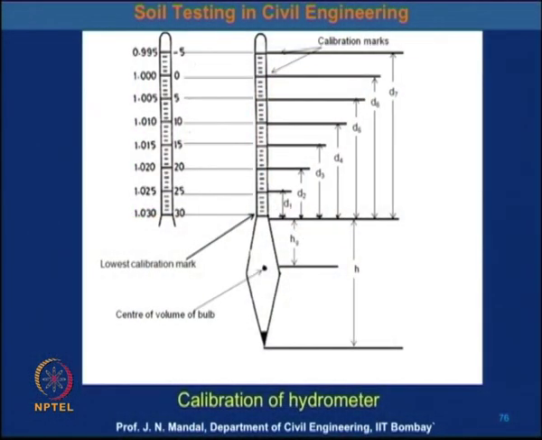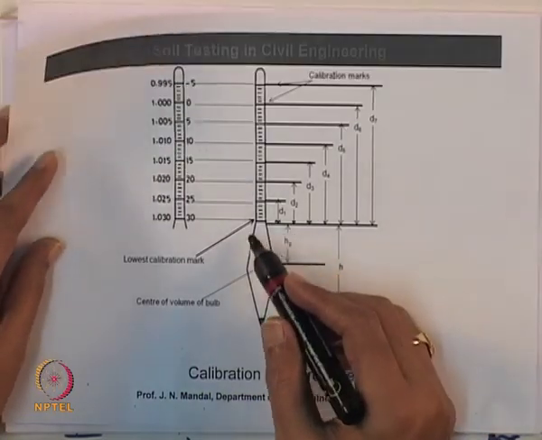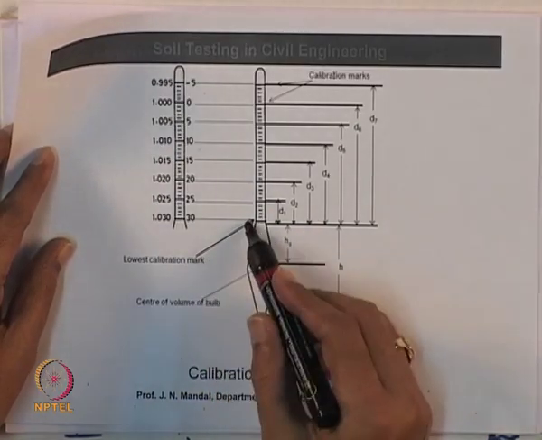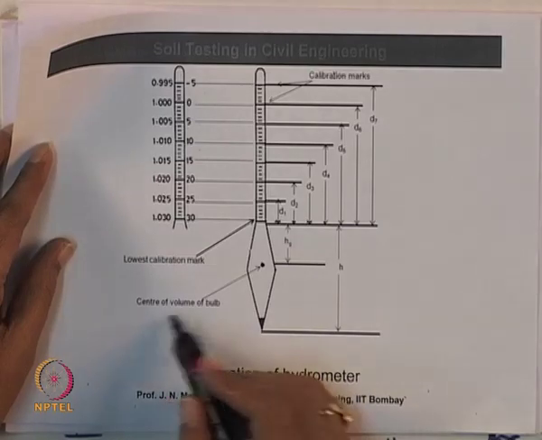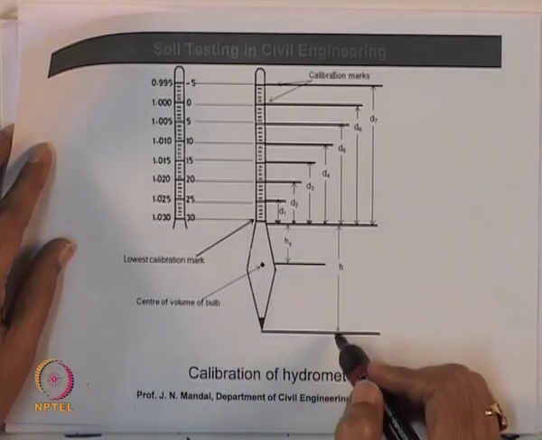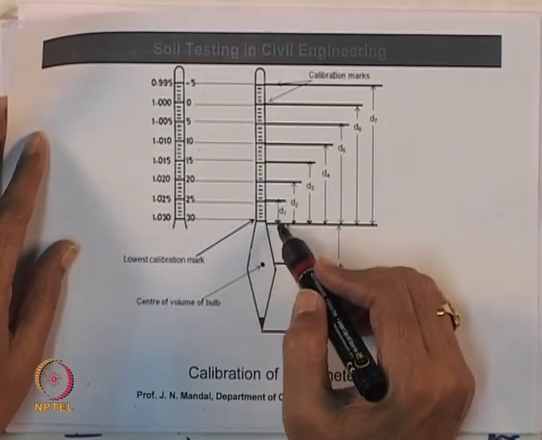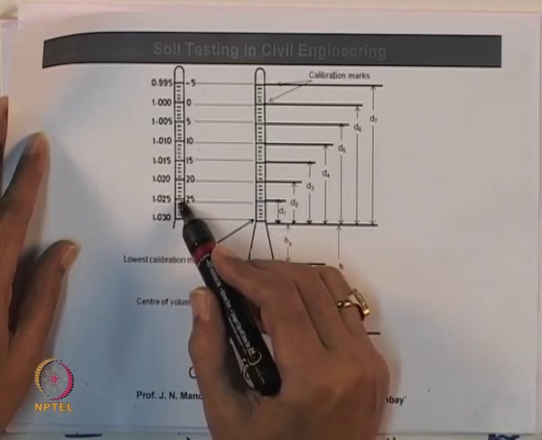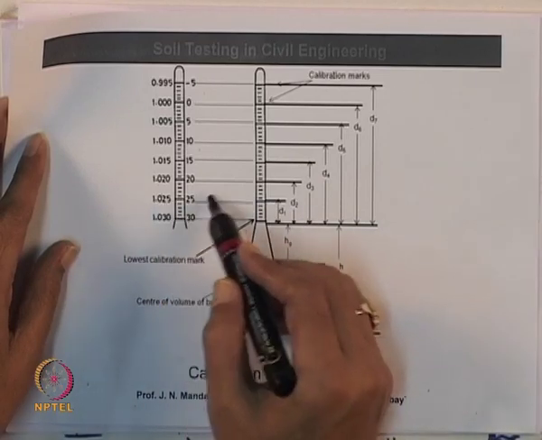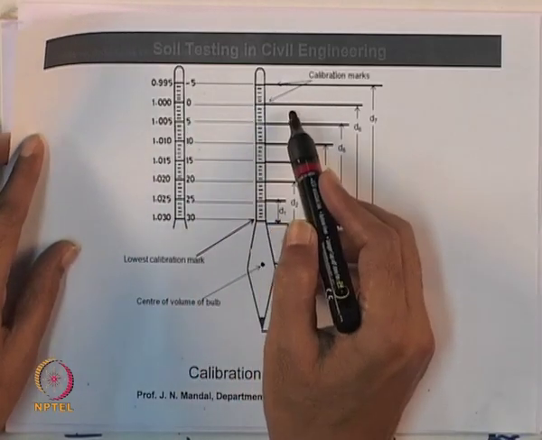This is another way you can see how to calibrate a hydrometer. This is H and this is HG. This is the lowest calibration mark, and this is the center of the volume of the bulb, and this small h is the height, and this is the calibration height. For any reading, you can measure 25, then 1.0025, like this 20. So, you can calibrate this mark like this also.